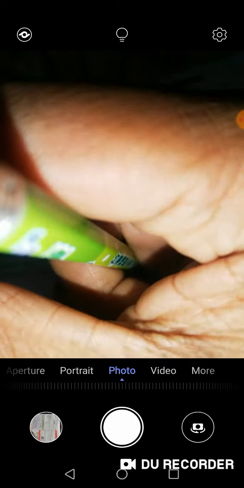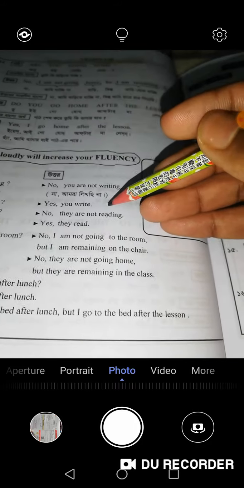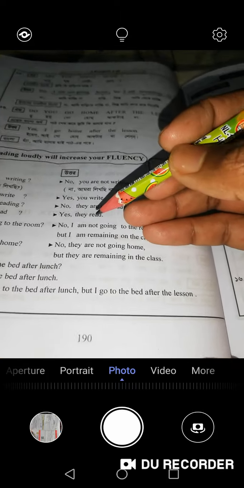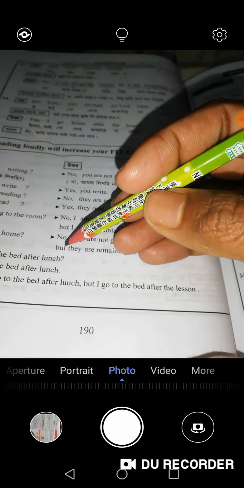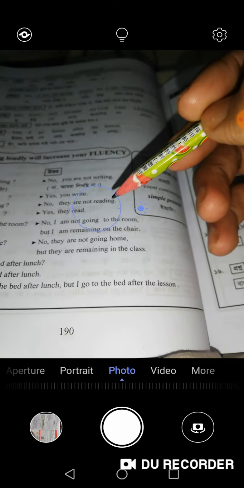Are we writing? No, we're not writing. Do we write? Yes, you write. Are they reading? No, they are not reading. Do they read? Yes, they read. Are you going to the room? No, I'm not going to the room, but remaining on the chair. Are they going home? No, they are not going home, but they are remaining in the class. Do you go to the bed after lunch? Yes, I go to the bed after lunch. No, I do not go to the bed after lunch, but I go to the bed after the lesson.